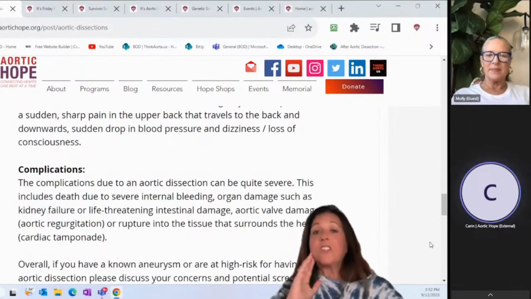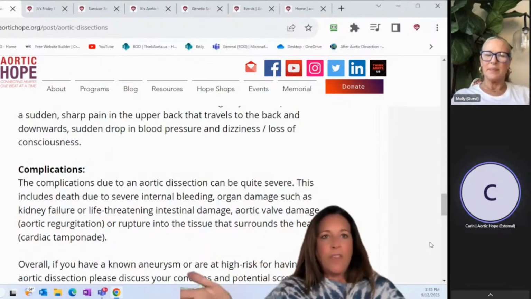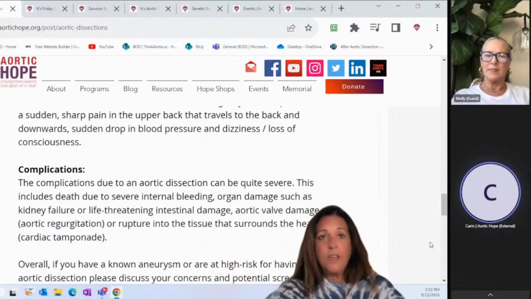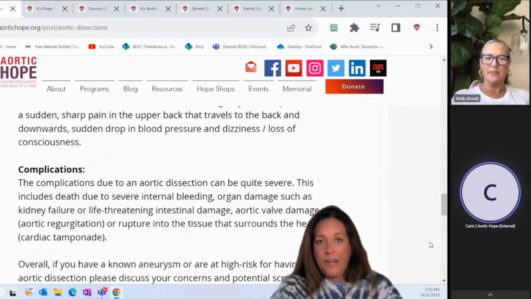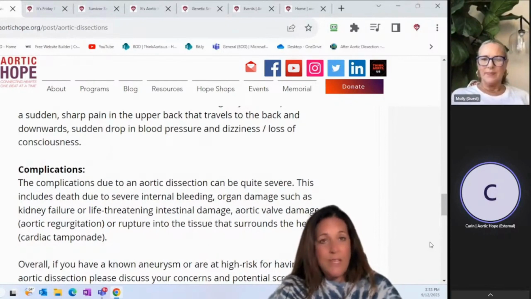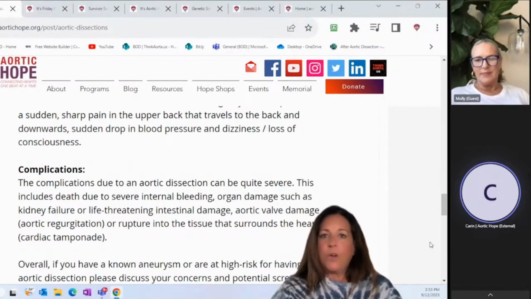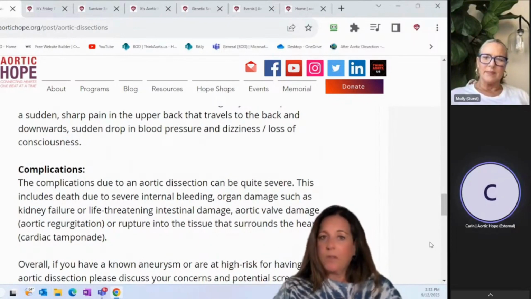Complications to an aortic dissection can be severe. It really, really depends. It doesn't always happen to everybody. I have no percentages on that, but it goes from anything as the worst possible, which would be sudden death, to internal bleeding. You can have organ damage. You can have kidney failure. It's pretty common amongst some people that have this complication. Intestinal damage, aortic valve damage is more common than not, whether it's regurgitation. You can have rupture into the tissue that surrounds the heart. That would be cardiac tamponade.